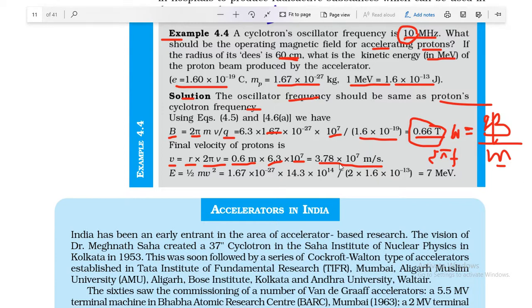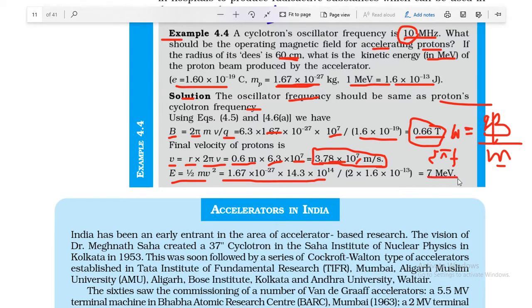Students, you can compare this velocity with the velocity of light. This is very interesting. The charged particles moving in this cyclotron have very high velocity, very close to the speed of light. Then the kinetic energy of these particles is given by half mv square. Since we know the value of velocity and mass is given here, you can calculate this part also.